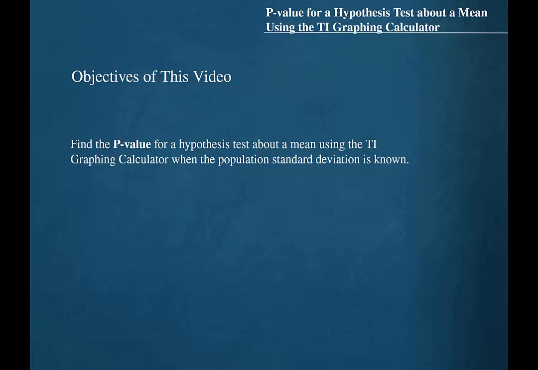The objective for this video is to learn how to find the p-value for a hypothesis test about a mean using the TI graphing calculator when the population standard deviation is known.